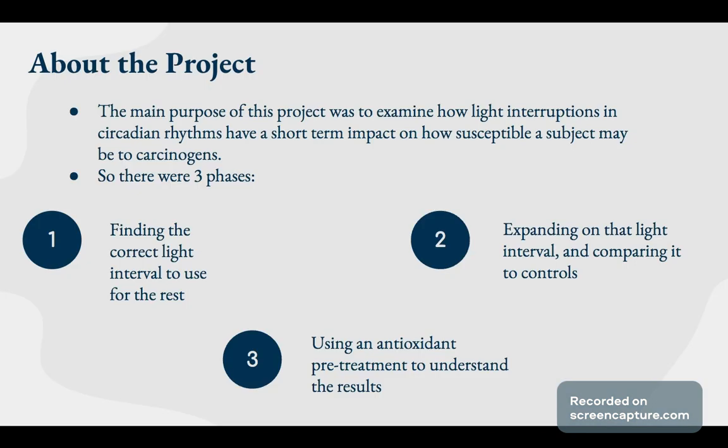The main purpose of this project was to examine how light interruptions, or circadian rhythm interruptions, have a short term impact on how susceptible a subject may be to carcinogens and how it could change tumor growth. There were three phases in order to fulfill this purpose. The first one was somewhat of a serial dilution, where I was trying to find the correct light interval to use for the rest of the project.